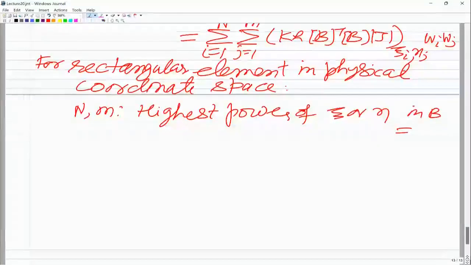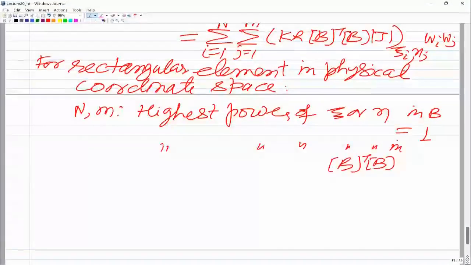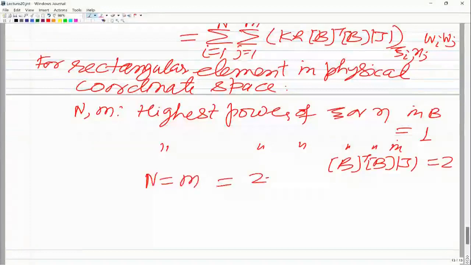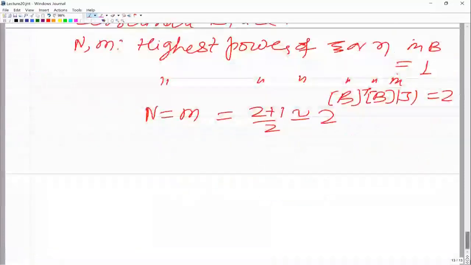So when we do B transpose B, the highest power of xi or eta in B transpose into B into determinant J, because determinant J is constant, is going to be 2. Therefore you choose n equal to m equal to (2 plus 1) by 2, approximated to the next integer, that is 2. So that means you will be evaluating Ke using the 2 by 2 integration rule.